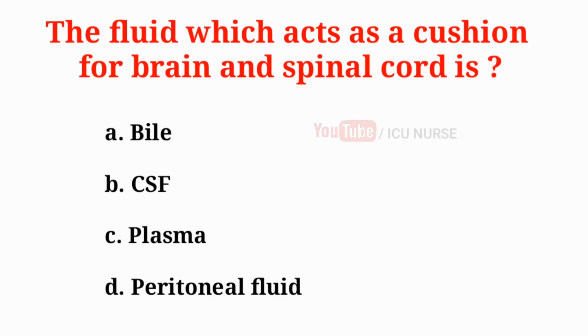The fluid which acts as a cushion for brain and spinal cord is A. Bile, B. CSF, C. Plasma, D. Peritoneal fluid, and the correct answer is B. CSF, cerebrospinal fluid.